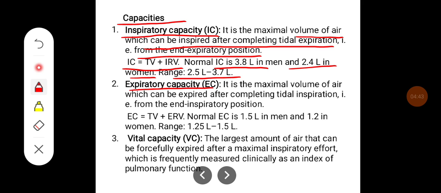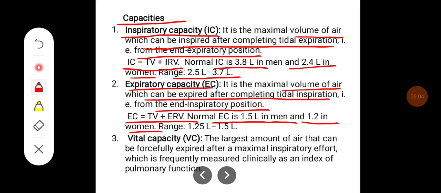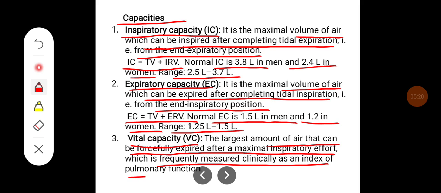Expiratory capacity, it is the maximal volume of air which can be expired after completing tidal inspiration, that is from the end inspiratory position, and hence the expiratory capacity can be given as tidal volume plus expiratory reserve volume. The normal expiratory capacity is 1.5 liters in men and 1.2 liters in women, and the range is between 1.25 to 1.5 liters. Vital capacity is the largest amount of air that can be forcefully expired after maximal inspiratory effort, which is frequently measured clinically as an index of pulmonary function.